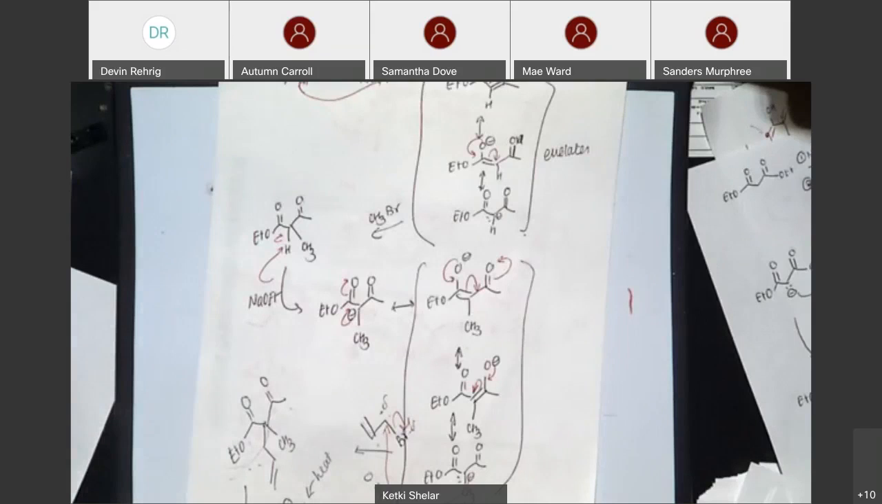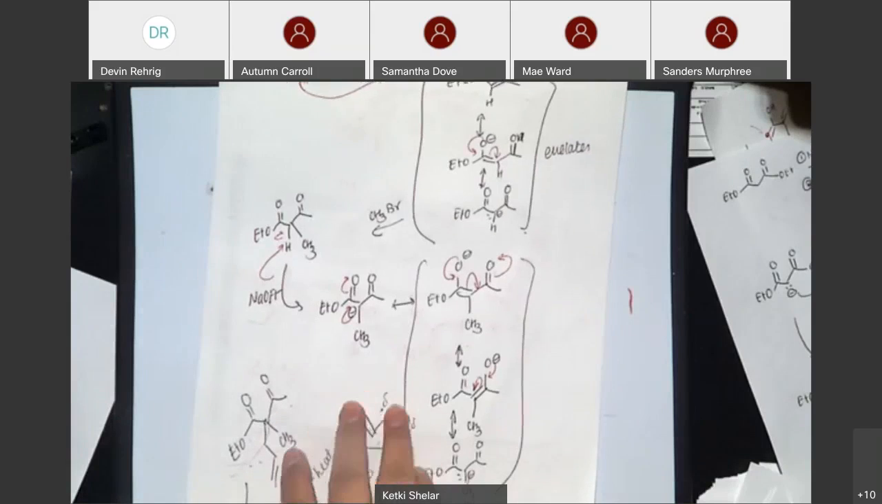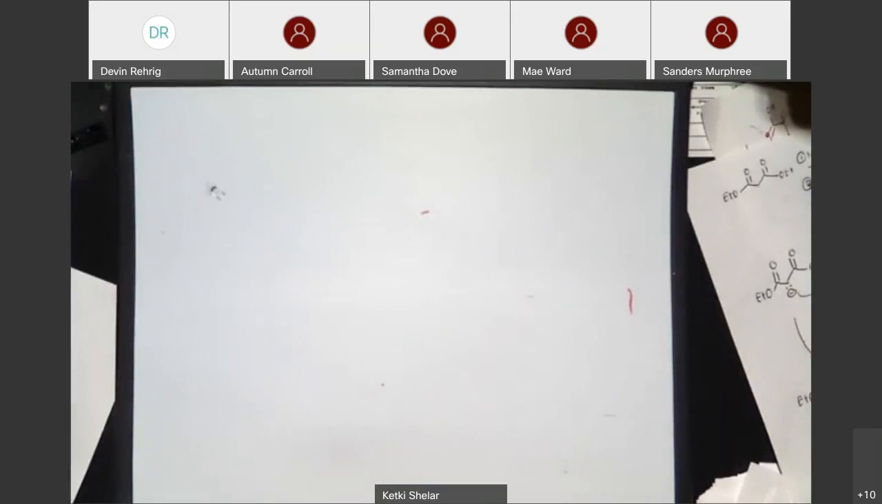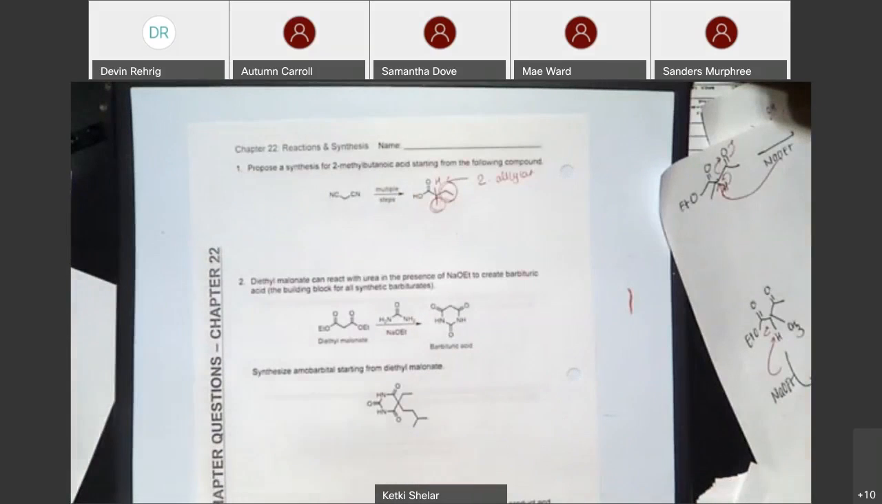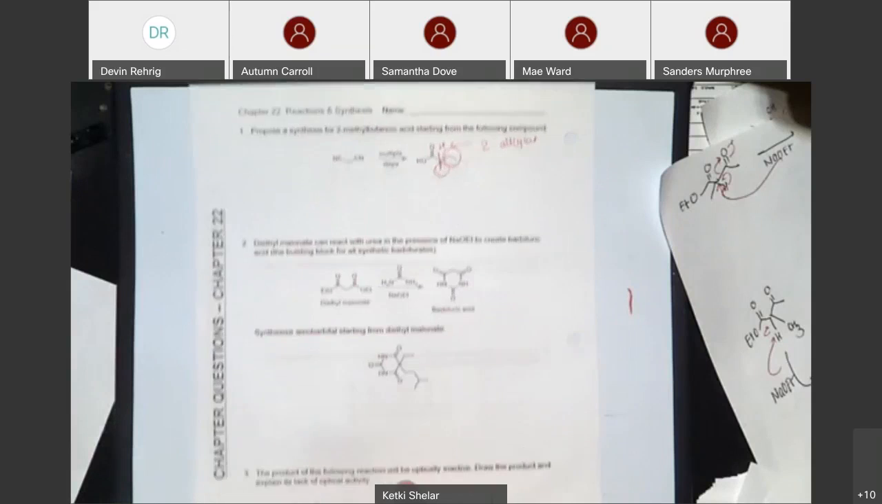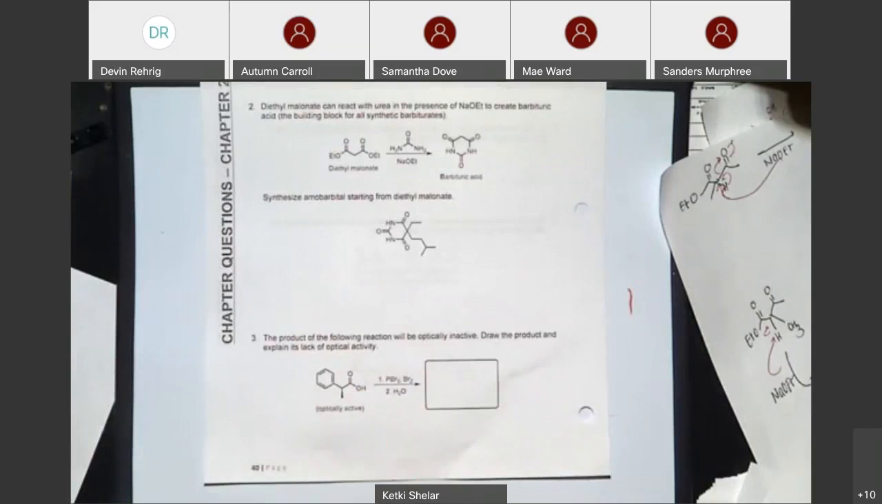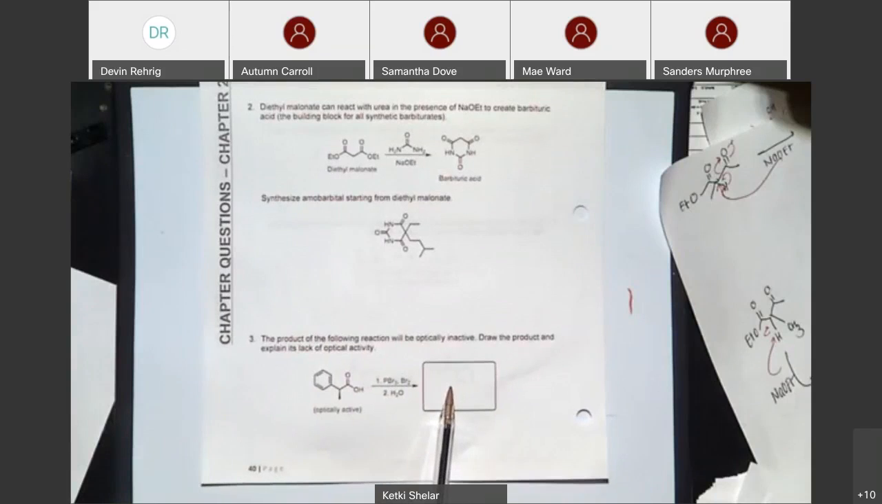So, are you done, Samantha? Can I move to the next question? Okay, thank you. So let's move to our next question, which is the last discussion for today's recitation. This is super interesting. So they ask how this is optically active and how the product is not optically active.